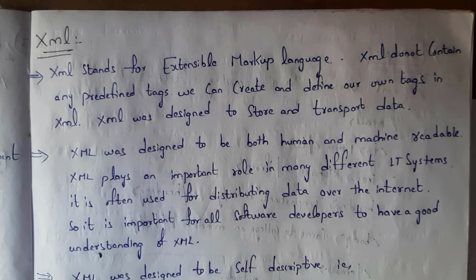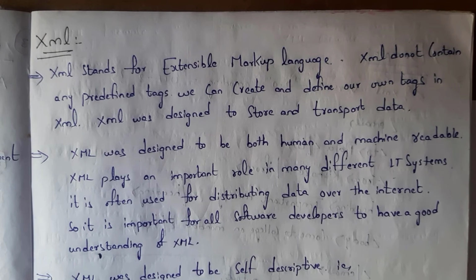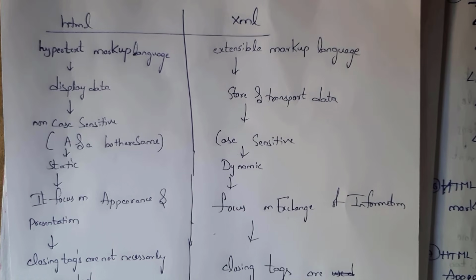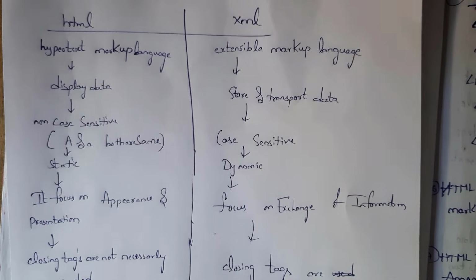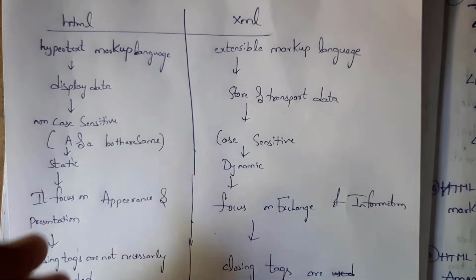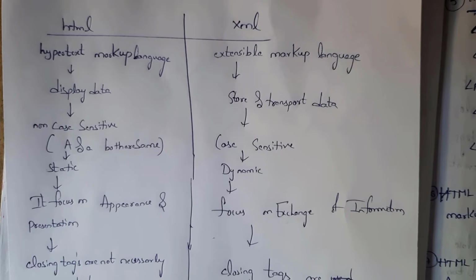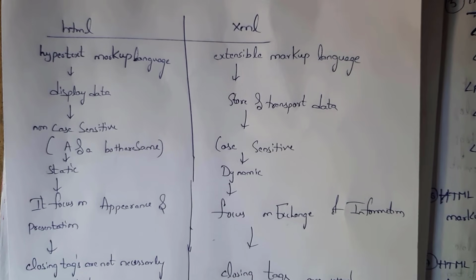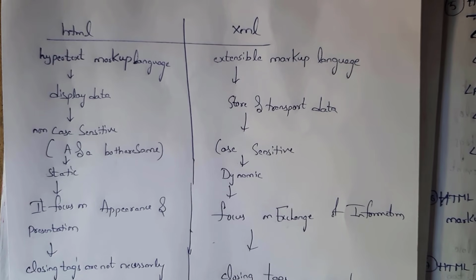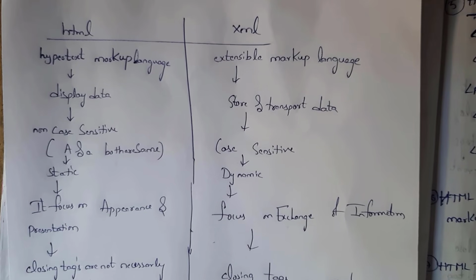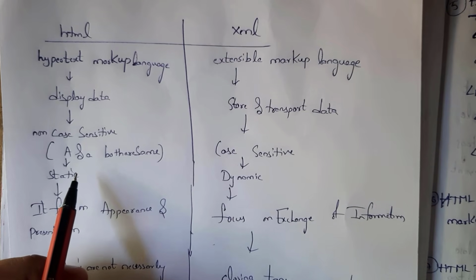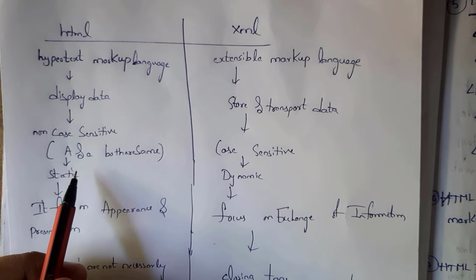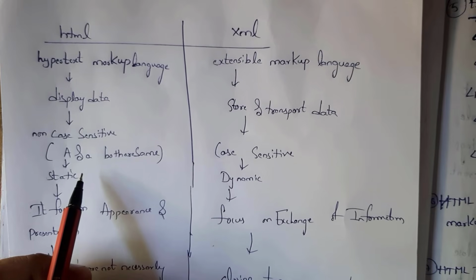Before starting the introduction to XML, you need to know the difference between HTML and XML. HTML stands for Hypertext Markup Language and XML stands for Extensible Markup Language. HTML is used to display data, whereas XML is used to store and transport data. HTML is non-case sensitive. Non-case sensitive means it treats capital A and small a equally. That means both capital A and small a are the same in HTML.